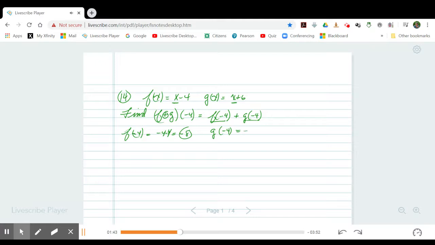So I'm going to take negative 8, f of negative 4, and add to that, since the function says add, g of negative 4, which is 2, and I get a negative 6. And as you can see, that's letter B on the exam.